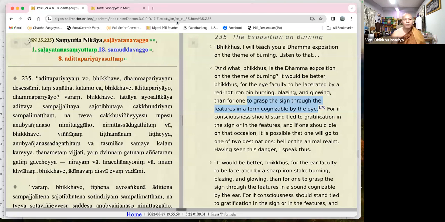So that one is burning by the raga, dosa, or something like that. So, not to be burned by raga, dosa, fire, what should we do? We should not grasp. We should not analyze those visible forms in detail. We should not take the detailed sign of that visible form.